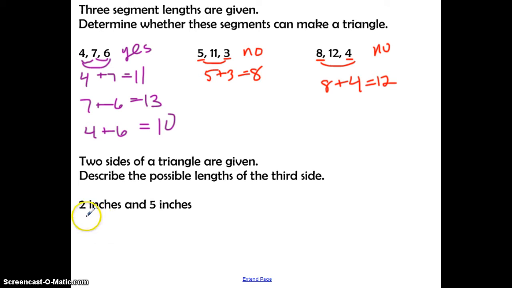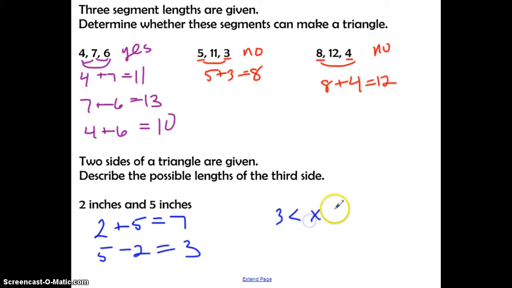This bottom example tells us that 2 sides of a triangle are given, and we need to describe the possible lengths of the third side. So we know one side is 2 inches and one side is 5 inches. So we need to know the biggest and smallest number that third side could be. So we're going to take the 2 most basic operations we've learned. 2 plus 5 equals 7, and then 5 minus 2 equals 3. Now we're going to take those 2 numbers and set up an inequality. 3 is less than x is less than 7. That means that our third side has to be between 3 and 7. It can't equal 3 and it can't equal 7, but it can be any of the numbers in between.